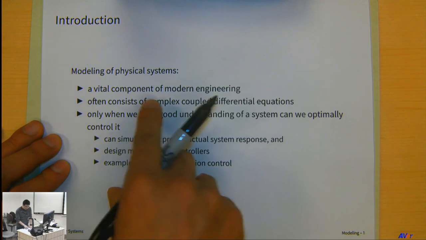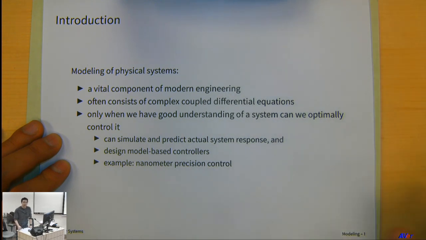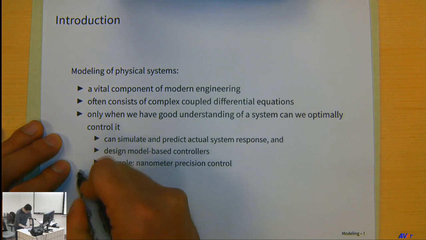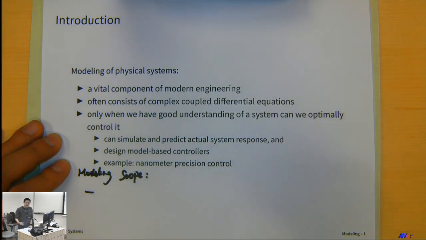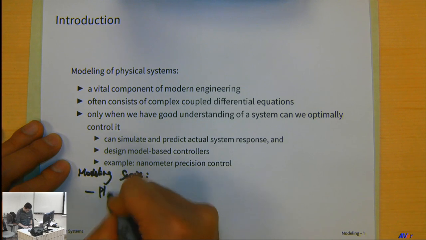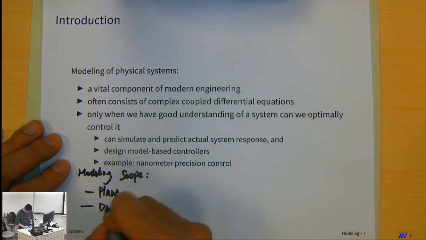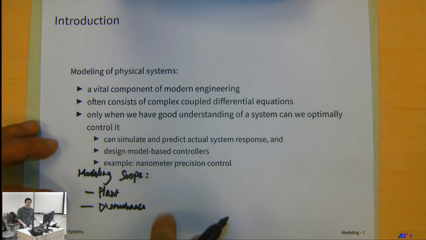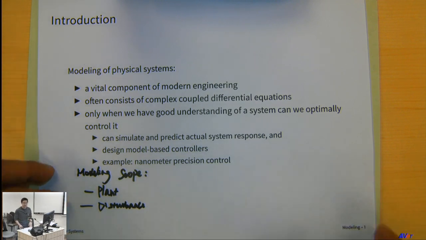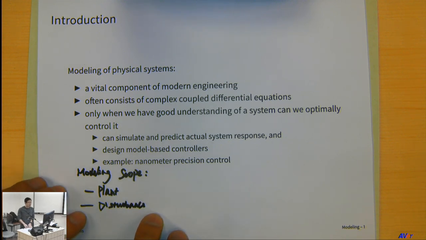Importantly, a model is not just looking at the physical system. It's not just like I know how acceleration will build into speed and position. The scope of a model can be the plant that I want to control. We can model the plant, but also we can model the disturbance, right? Anything that will help us to understand the problem better can be in the modeling scope. This is very important. Although in this class we'll talk a lot about modeling of a plant, modeling of disturbance is equally important sometimes.